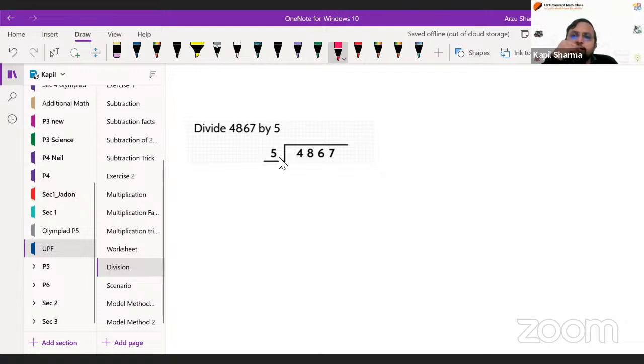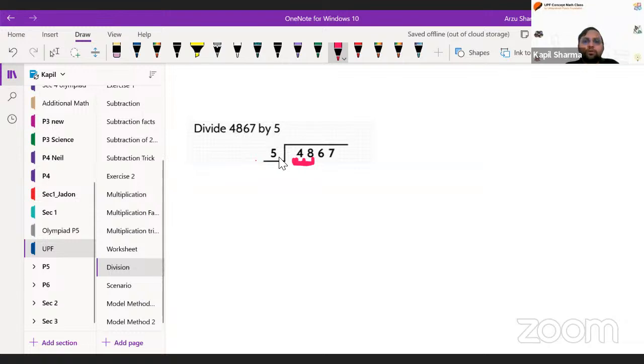Prince, check your answer. Okay, Swastik. So here, if we look at the thousands digit, it is actually less than the divisor. Okay, it's less than 5. So we have to consider these two together. Okay, so 48.